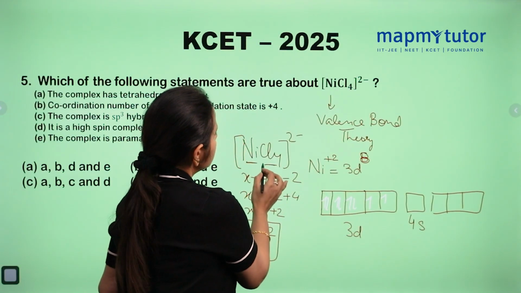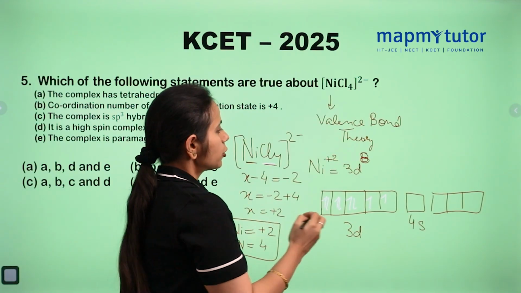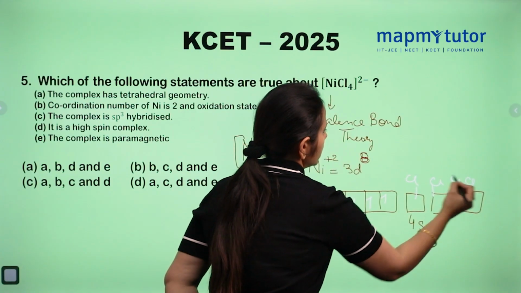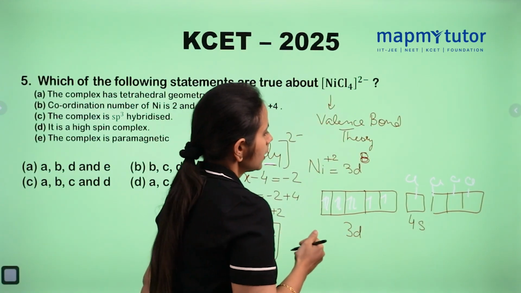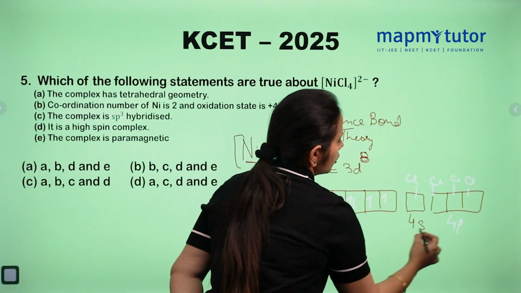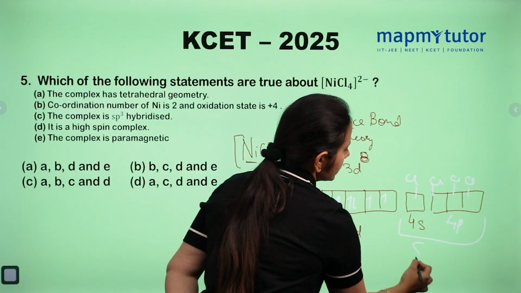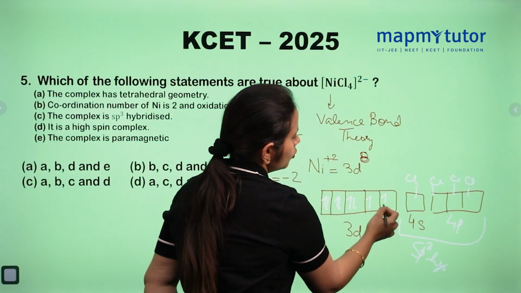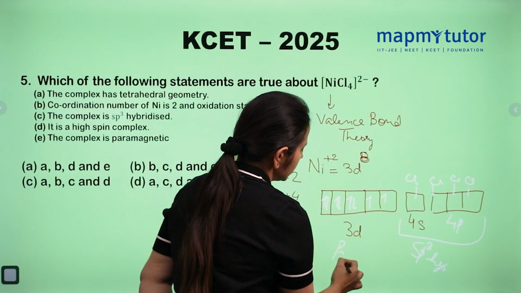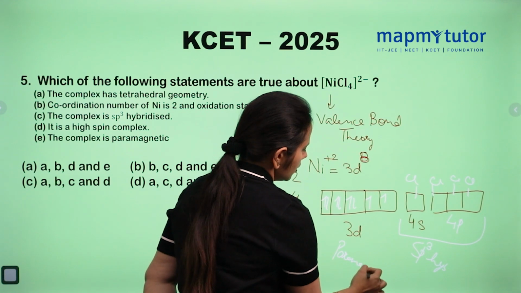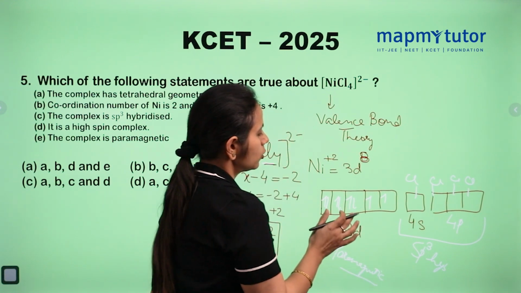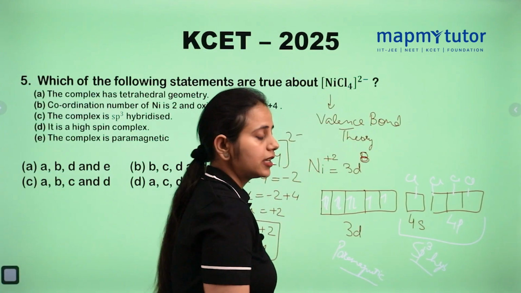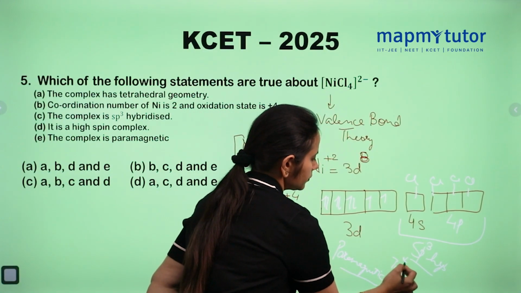Now the complex is nickel chloride with 4 chlorines. The 4 chlorine ligands will come into these 4 orbitals here. So the hybridization over here is sp3. And as it contains 2 unpaired electrons, it is paramagnetic in nature. All this we know with the help of valence bond theory. And sp3 hybridization means which geometry? It is a tetrahedral geometry.